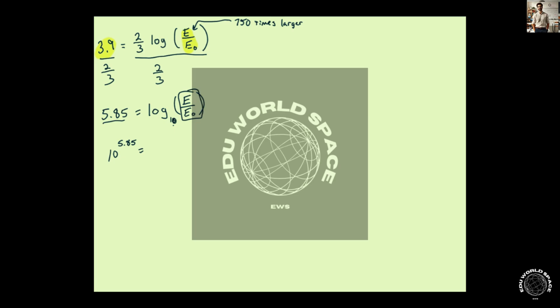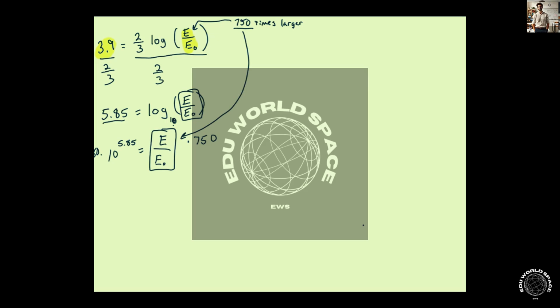So what we've done, even though we don't know how much energy was in that first earthquake, is solve for this ratio. Now what we're saying is in the second earthquake, this value is 750 times larger. It's going to be 750 times more energy. So basically I'm going to multiply this side by 750, and if I do that, I have to multiply this side by 750. So I'm going to take 10 to the 5.85 power and then multiply it by 750. It's going to give me a very large number.